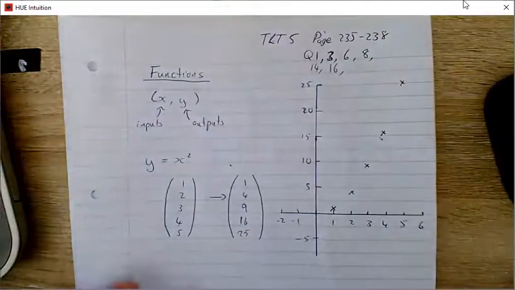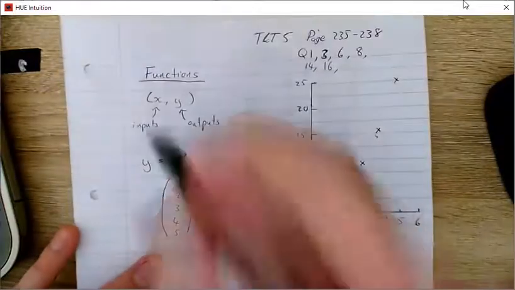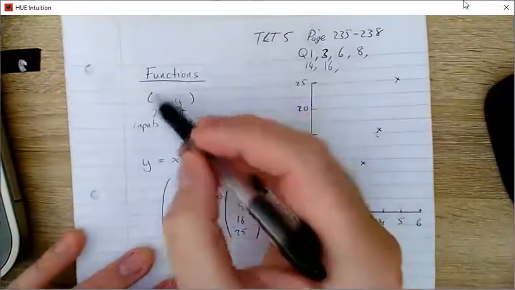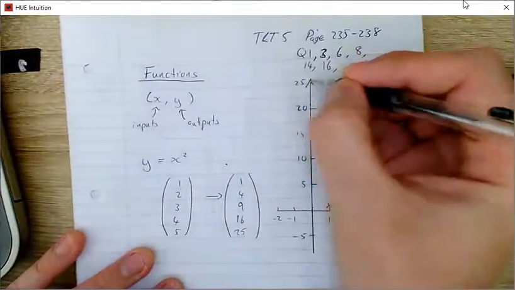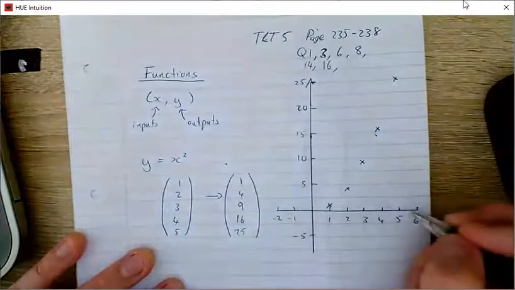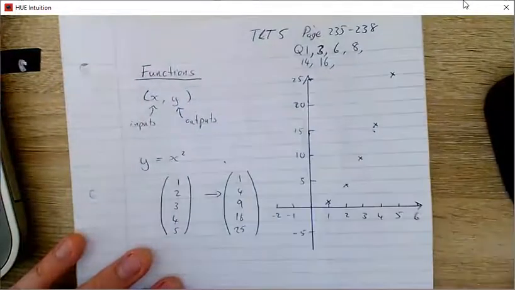So a function is comprised of two elements, inputs and outputs. Normally we call the inputs the x values and the outputs the y values. When we plot them out, we put outputs on the y-axis and inputs on the x-axis. Okay, so probably no surprises there.